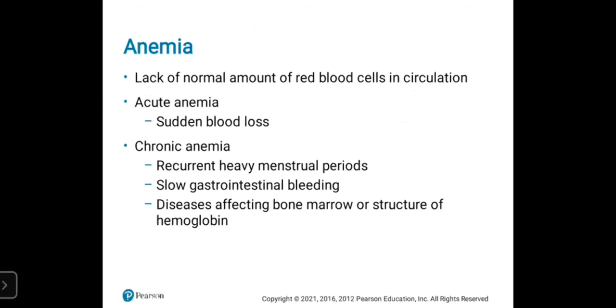Anemia is a lack of the normal amount of red blood cells in circulation. Acute anemia would be sudden blood loss. Chronic anemia is recurrent and can be from recurrent heavy menstrual periods, slow GI bleeding, or diseases affecting bone marrow or the structure of the hemoglobin.